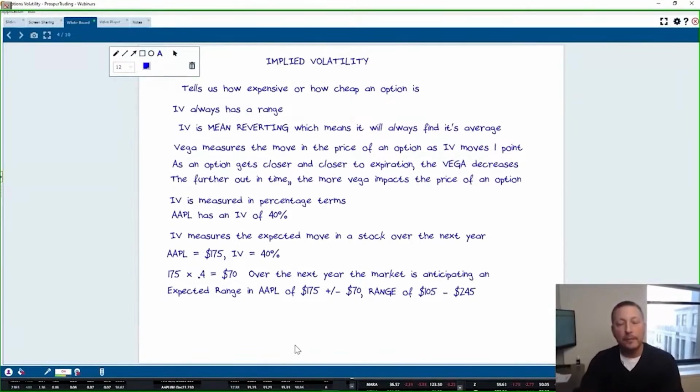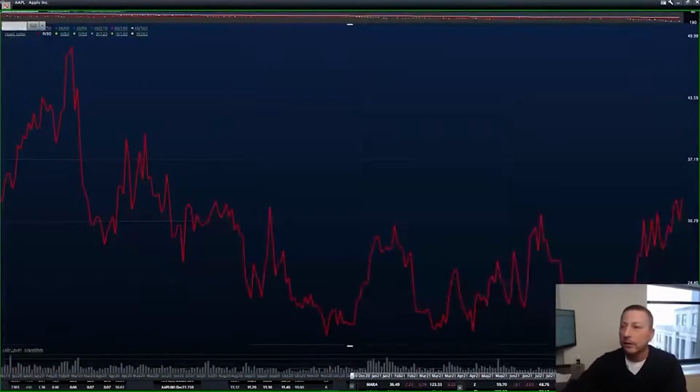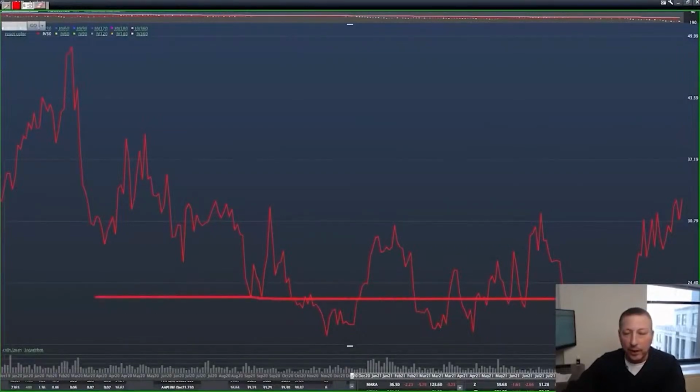That measures what the market is anticipating a move in a particular stock would be over the next year. So we can see if Apple was really cheap, Apple volatility that is, okay? If Apple implied volatility was down at the bottom of its range. What do I mean at the bottom of its range? Right down here, right around, let's call it 22, 23% implied volatility.